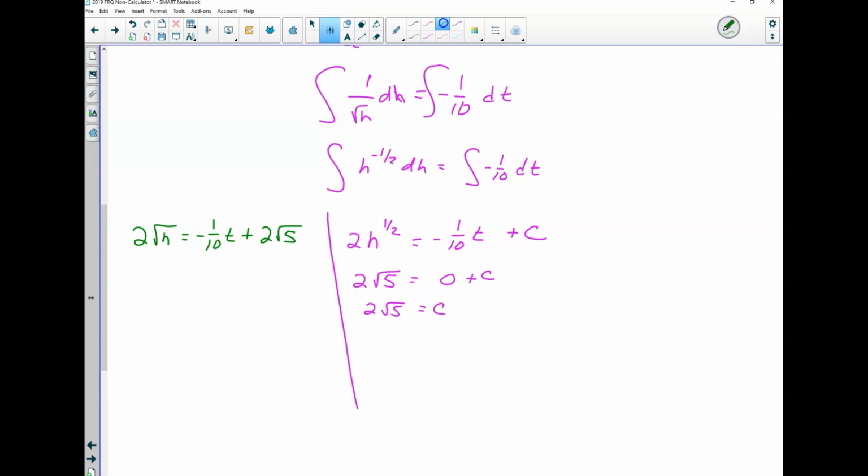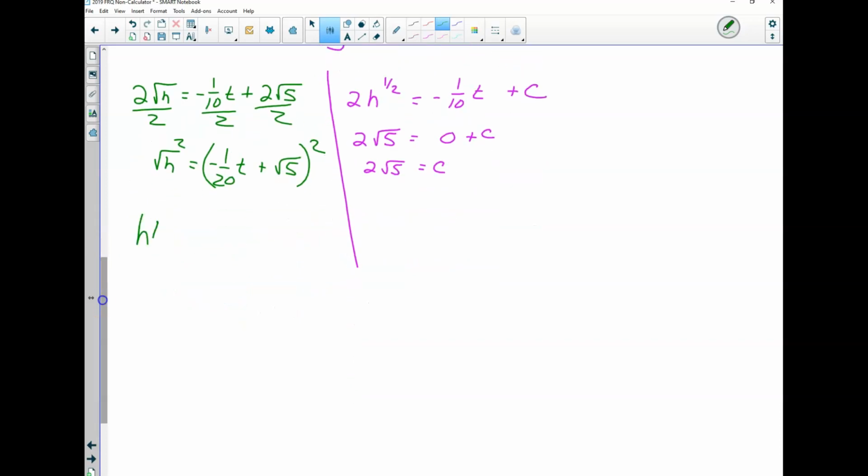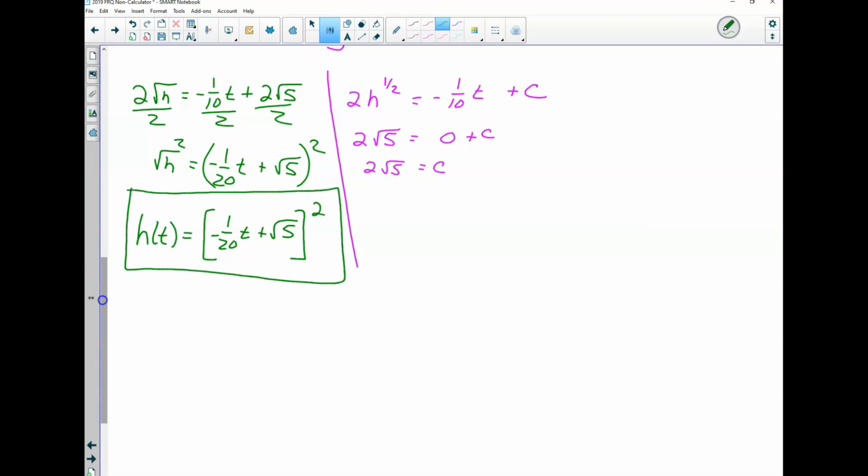I need to solve the equation for h. h needs to be a function of t. So I'm going to divide everything by 2. And I get the square root of h equals negative 1 over 20 t plus the square root of 5. I am going to square both sides, which means h of t equals negative 1 over 20 t plus the square root of 5, quantity squared. Then I get to the end.